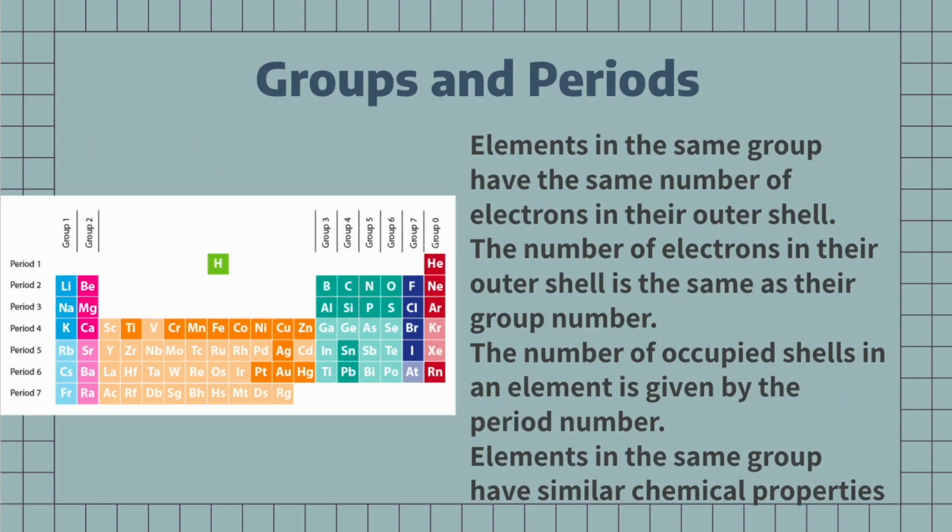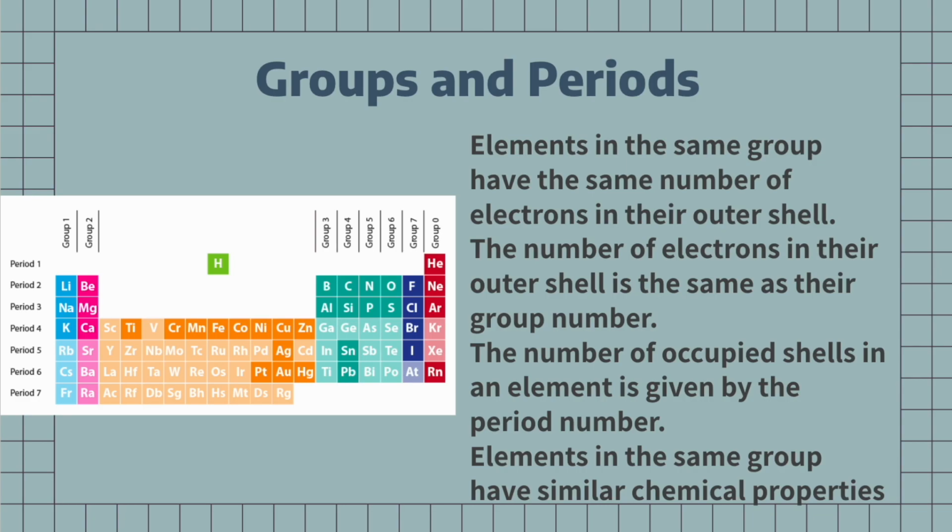Next, we're going to be talking more about groups and periods. Elements in the same group have the same number of electrons in their outermost shell. The number of electrons in their outermost shell is the same as their group number. The number of occupied shells in an element is given by their period number. Elements in the same group have similar chemical properties.